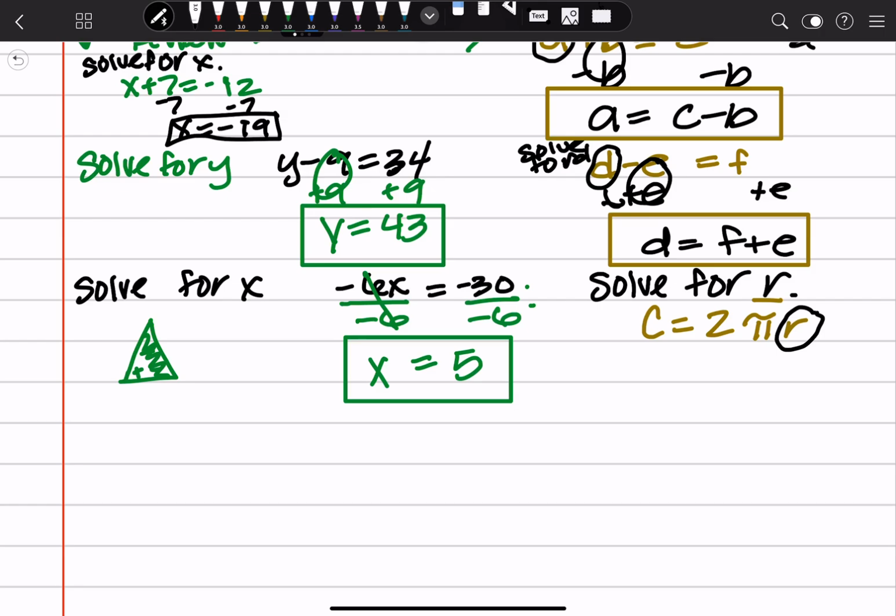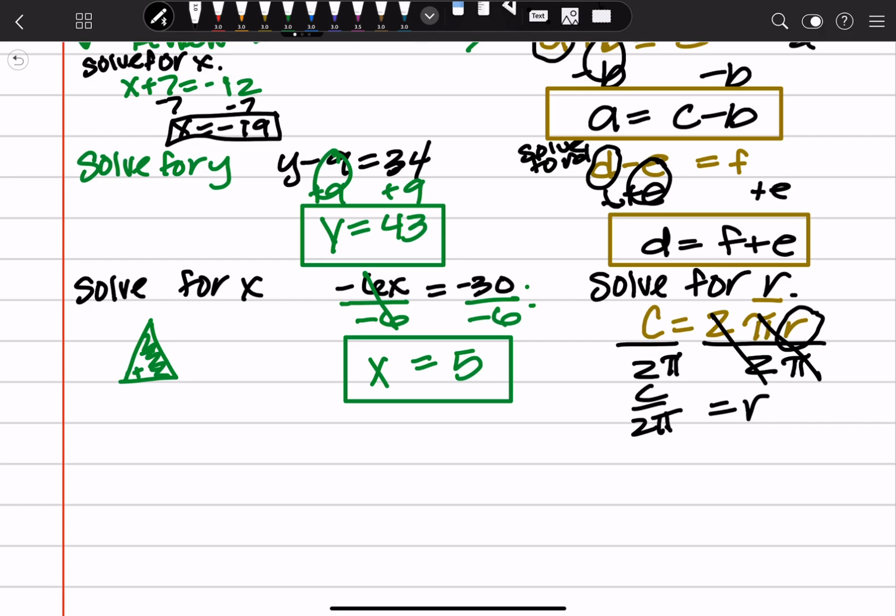All right, so we're going to divide everything by 2 to 1 out that 2. But if you recall, pi is also just a number. It's just we write it as a symbol. So pi can also be divided at the same time right here. That 2 is going to 1 out. The pi is going to 1 out. And you're left with C over 2 pi is equal to r.